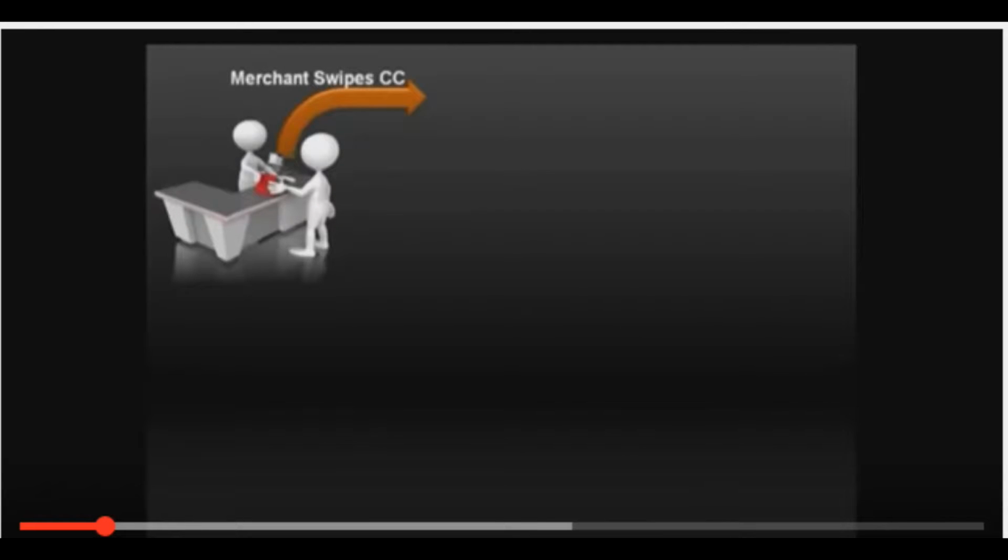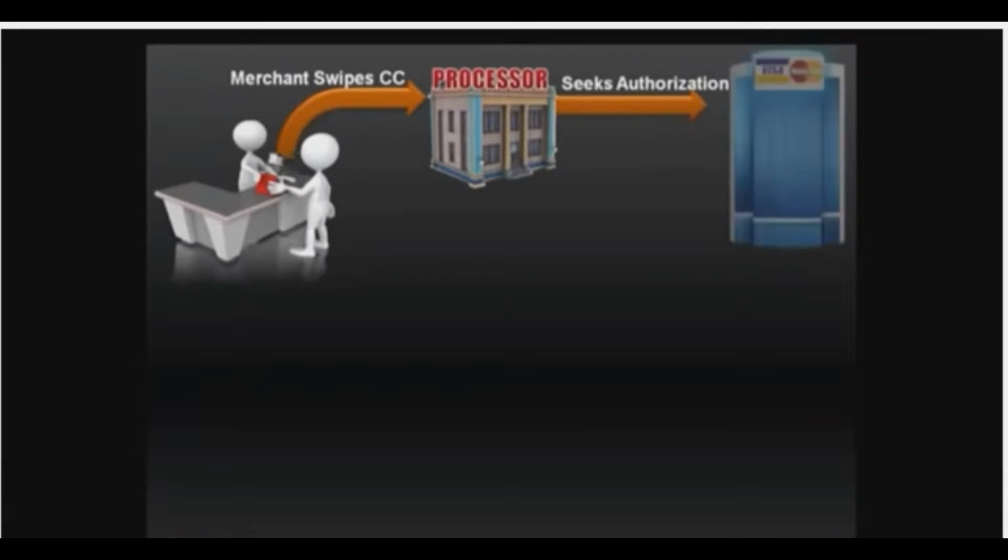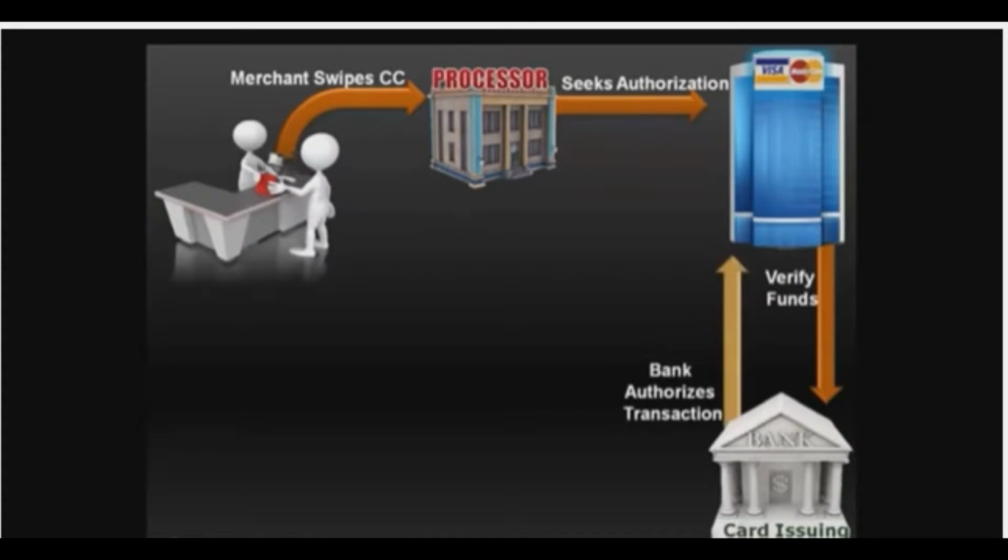It starts with the consumer presenting their credit card to the merchant. The merchant swipes the credit card and it is directed to the processor, which then seeks authorization through the card type network. Interchange directs the inquiry to the correct card issuing bank of the consumer. The bank then verifies the funds are available and returns a response of approved or declined.